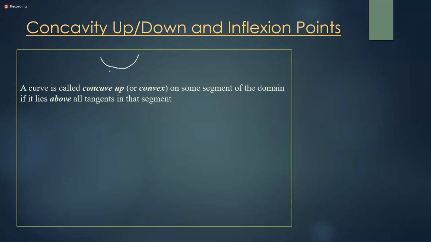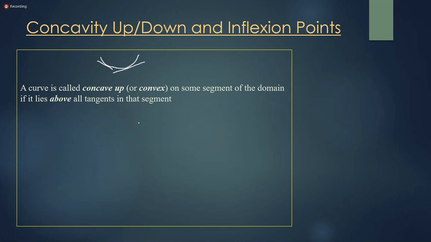Well, the mathematical definition would be if it lies above all the tangent lines on this segment. So if any tangent line on the segment, which we draw at the segment, is below the curve, we say the curve is concave up. We use tangents because this approach, in academic mathematics, is the simplest way to demonstrate how it links to the derivatives.